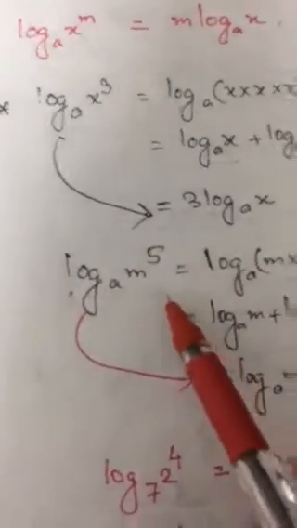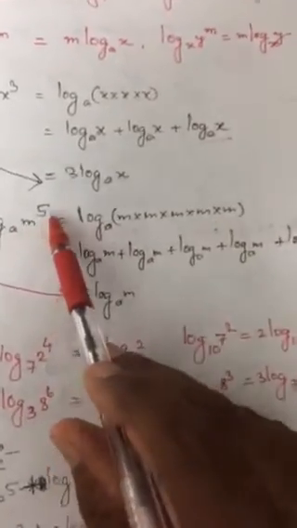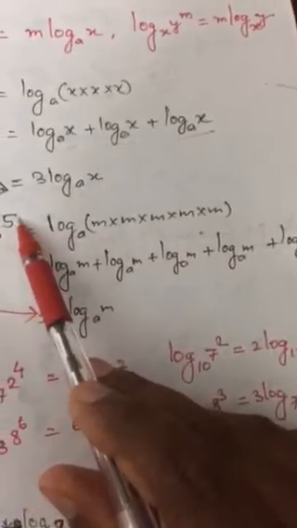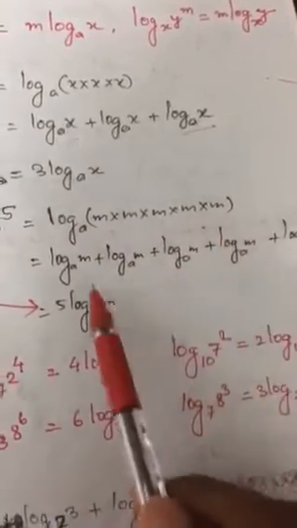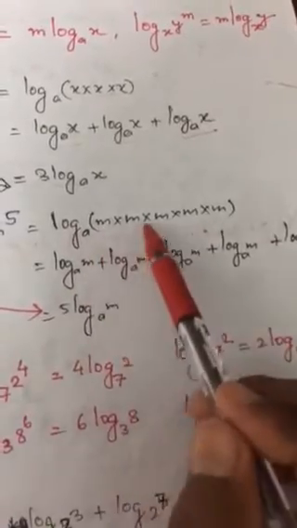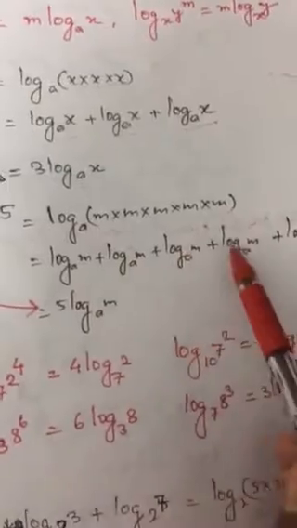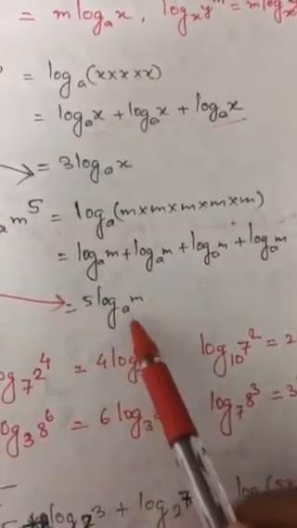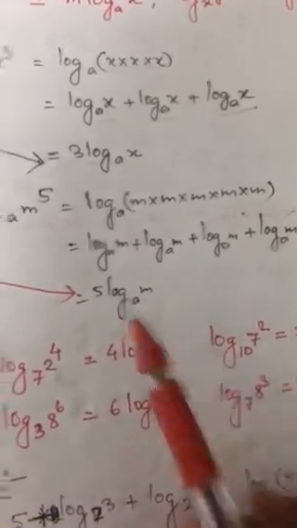Now similarly here also, you can understand here, m to the power 5 is there, m is written 5 times. M to the 5 can be written m multiply m multiply m multiply m multiply m. So this is the form of product, can be written in the form of sum, 1 2 3 4 5 times. Now 5 times, so 5 log of m to the base a.